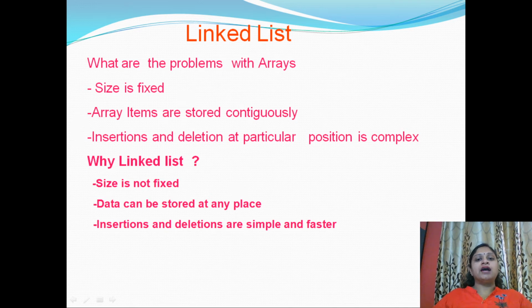Insertion and deletion are simpler and faster as compared to arrays. What difficulty were we facing in arrays? Insertion and deletion at a particular position is very complex. It takes a longer time to insert an element at a particular position, but that drawback we are overcoming in a linked list. We are able to insert and delete an element using a very simple method and at very high speed. So these are some of the advantages of linked list over arrays. That is why we need another type of data structure, which is called a linked list.